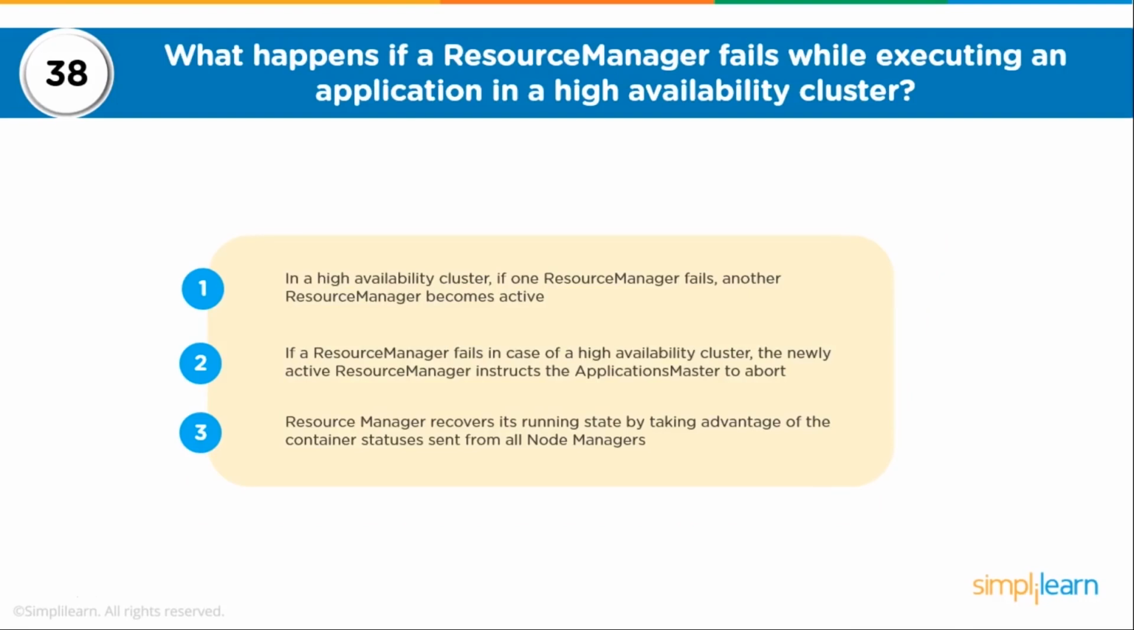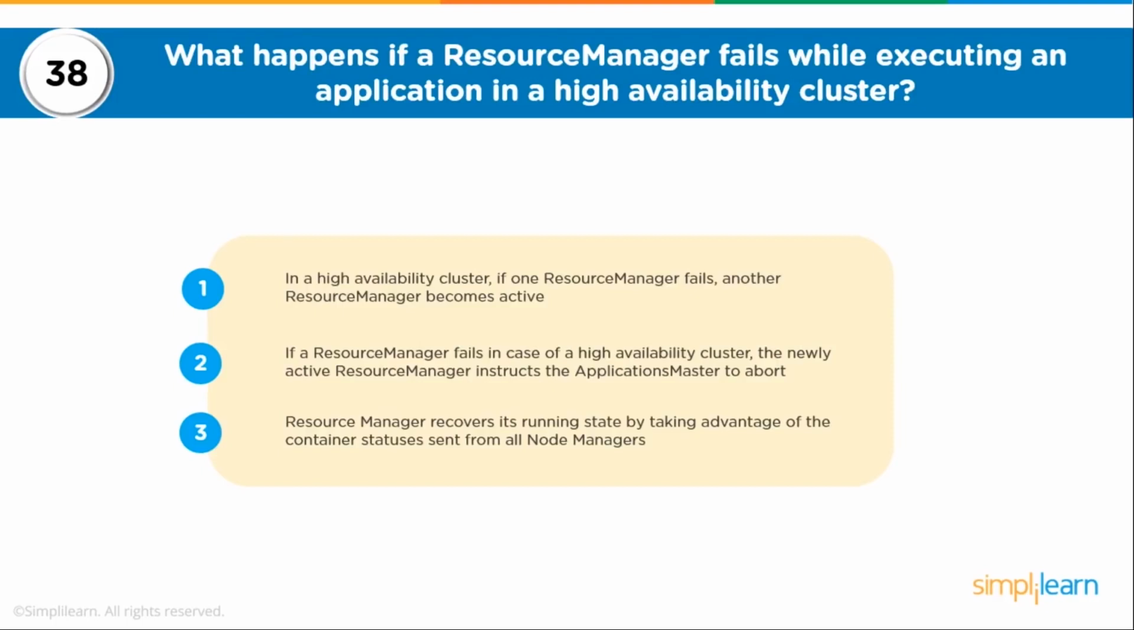What happens if a resource manager fails while executing an application in a high availability cluster? So in a high availability cluster, we know that we would have two resource managers, one being active, one being standby, and Zookeeper, which is keeping track of the server states. So if an RM fails in case of high availability, the standby will be elected as active, and then basically your standby would become the active one.